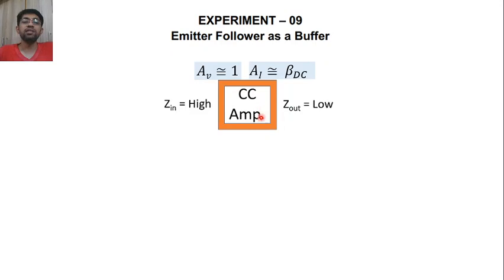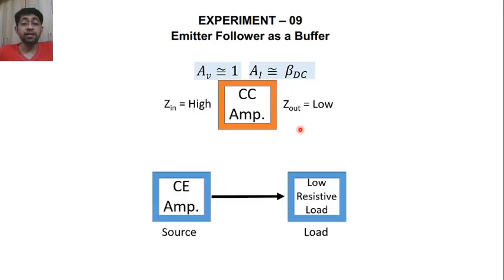Now another interesting thing is that in a book you will find that input impedance of this CC amplifier is higher compared to the output impedance. Yes, so input impedance is higher and output impedance is lower for a CC amplifier. So let us take one case where a common emitter amplifier is connected to a low resistive load. That is, the output of the common emitter is connected to a low value of resistive load.